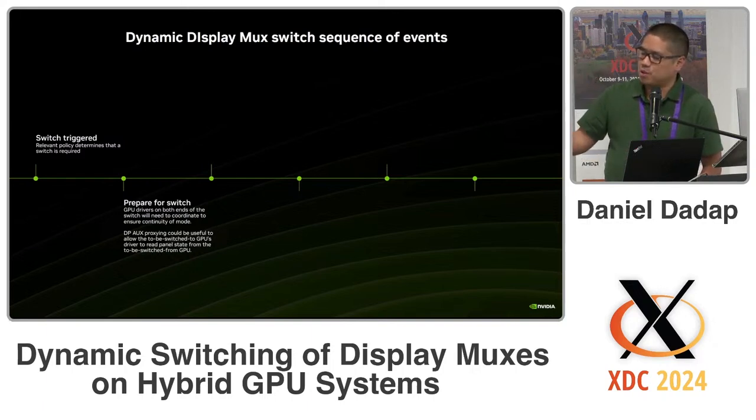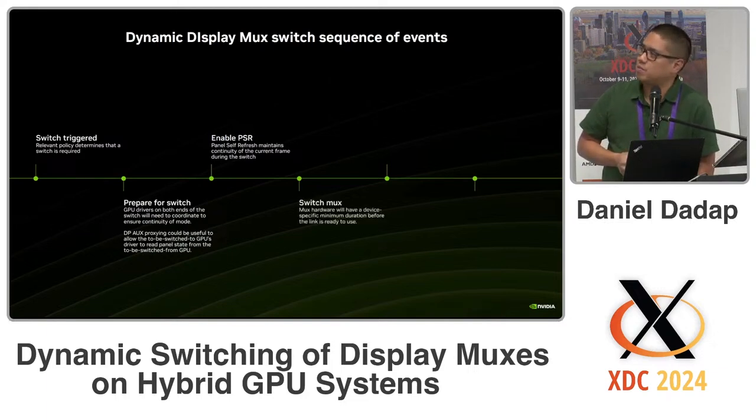Another thing that we could be doing during this stage is, remember that the GPU that's going to be switched to isn't actually connected to any display at this point. If you want to start preparing for the switch, here's where something like proxying DP, DisplayPort, aux traffic could be useful to let the disconnected GPU utilize the connected GPU to prepare for the switch. Then panel self-refresh, we talked about that. That's going to make sure that we don't get blanking and instead have a hopefully very brief pause where we display the same image.